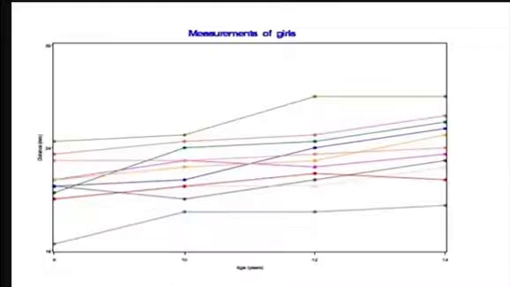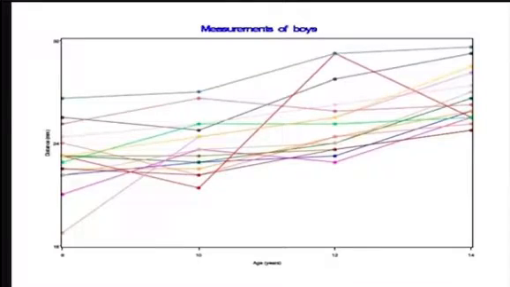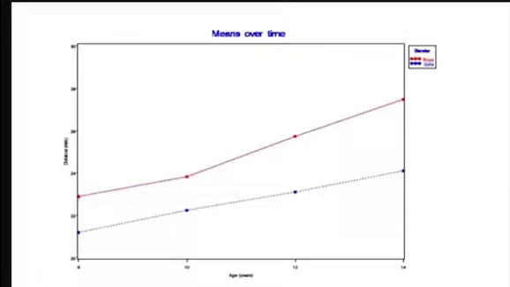Take a look at this. I have a measurement for girls here over time, plotting the distance against their age. This is for the boys over time against their age. This is between male and female over time. When you plot the distance against the age for male and female over time, you can see a line for male and a line for female, because we also want to see whether there's a difference between male and female when it comes to the distance over time.